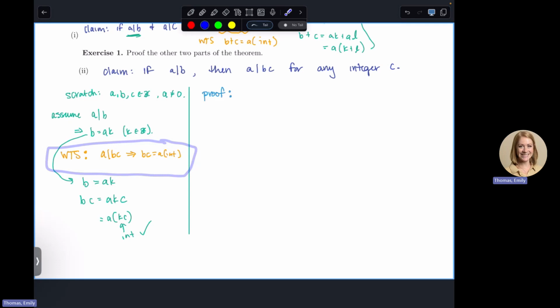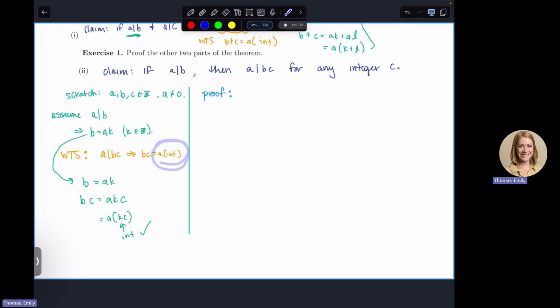This is not Jesus saving you, but the idea here is that the thing I'm trying to reach is where I have BC equals A times an integer. I have B on the side of any equation that's true. So to get BC, I'll just multiply both sides by C and I'm good to go. It's because I'm trying to get this guy, which will hopefully lead to this guy, right? So I'm multiplying that C in.